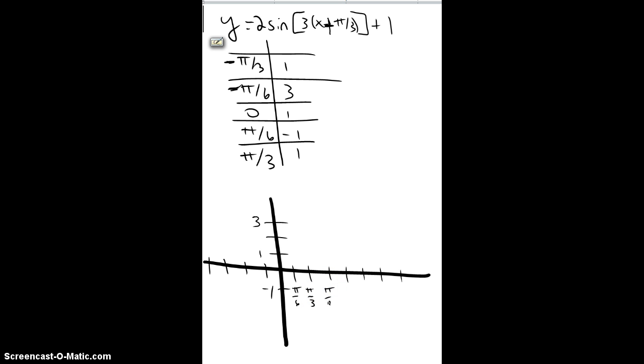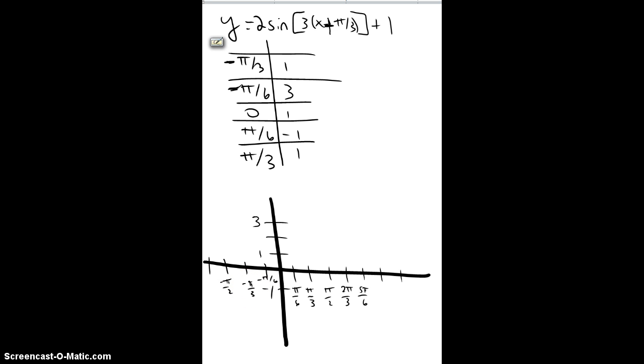So if this is pi over 6, this is 2 pi over 6, which reduces, 3 pi over 6, which reduces, 4 pi over 6, which reduces, 5 pi over 6, and then over here, negative pi over 6, negative 2 pi over 6, which reduces to negative pi over 2, and so forth.